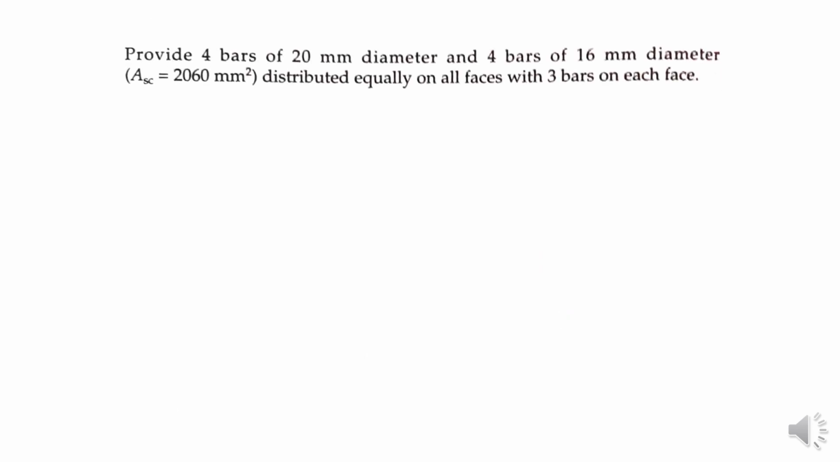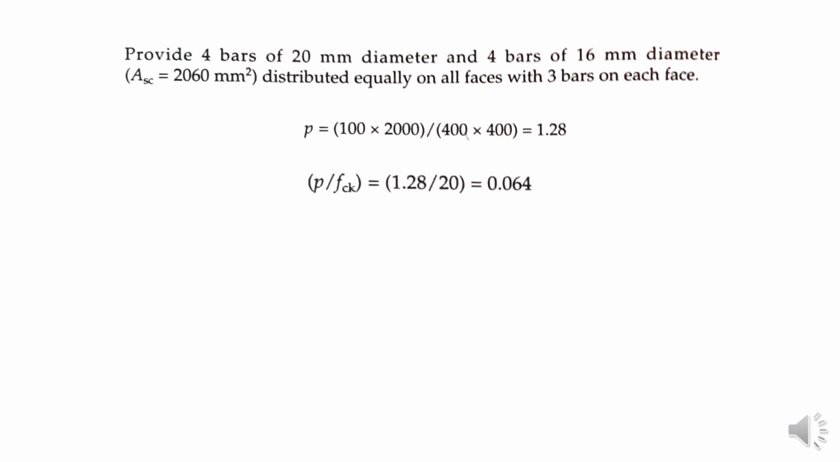So provide 4 bars of 20 mm diameter and 4 bars of 16 mm diameter. So Asc provided is 2060, required 1962. This provided 2060 is distributed equally on all faces, with 3 bars on each face. So the percentage of reinforcement is 100 into 2060 divided by 400 by 400, which will be equal to 1.28. So p by fck is 0.064.